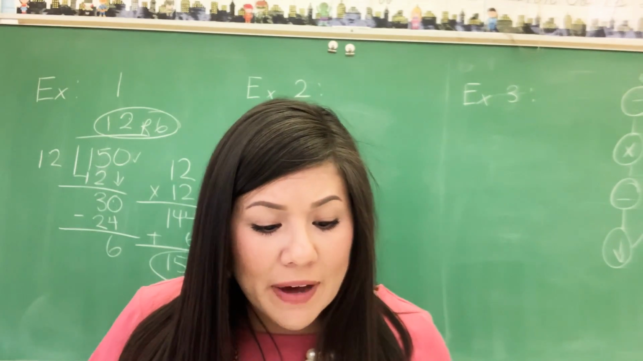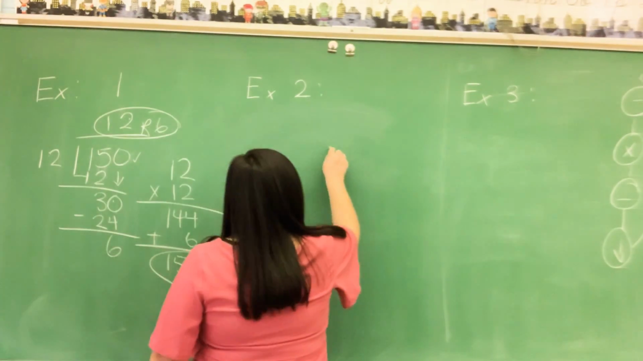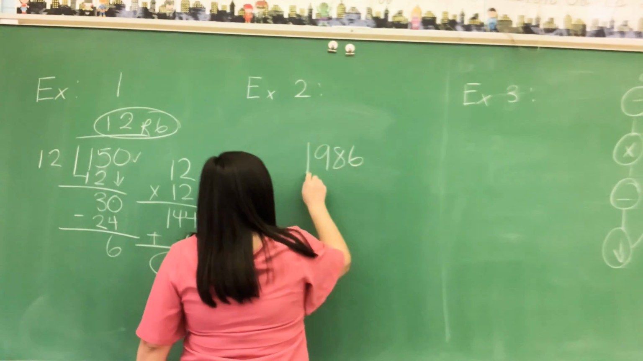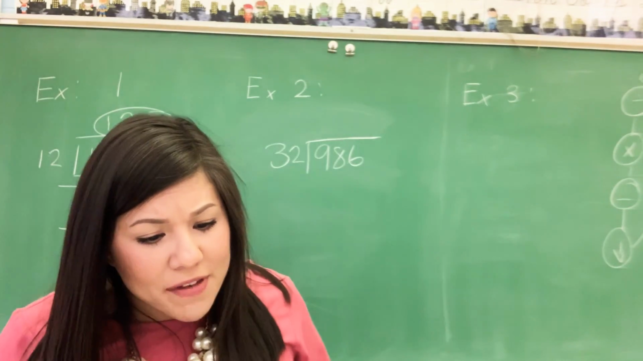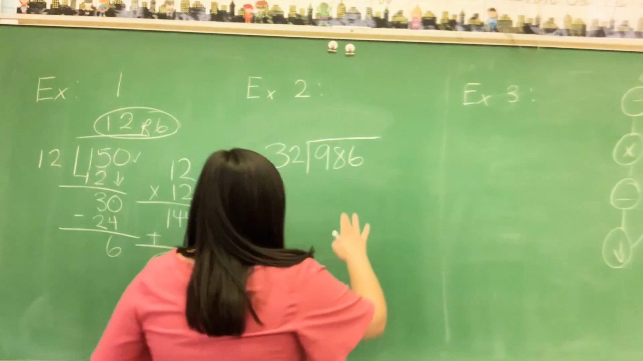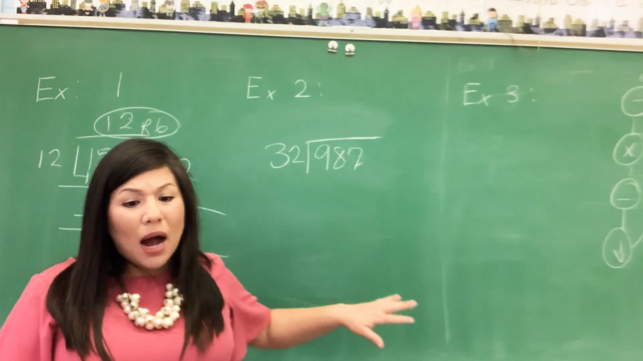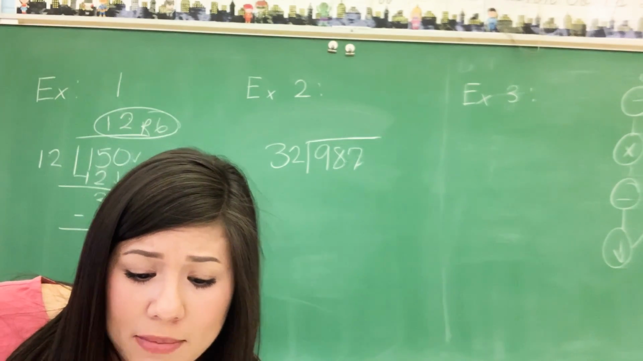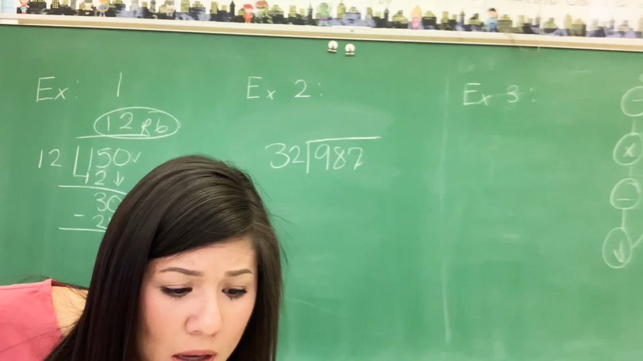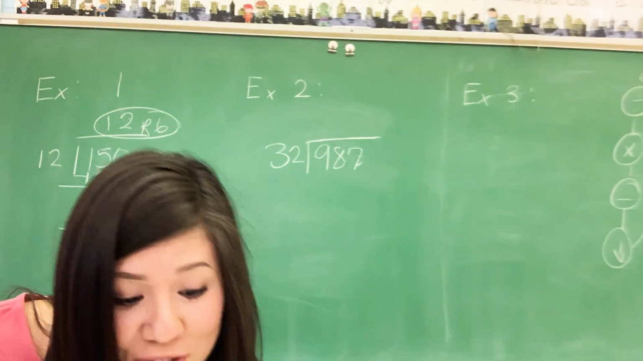Example 2, divide 987 by 32. Okay, 987 divided by 32. Sorry, it's 987. Okay, here we have a problem that seems more complex. I feel like you might feel like it's a little more complex just because you might think, well, how am I going to know what 32 goes into? You don't know your 32 multiplication tables, right?